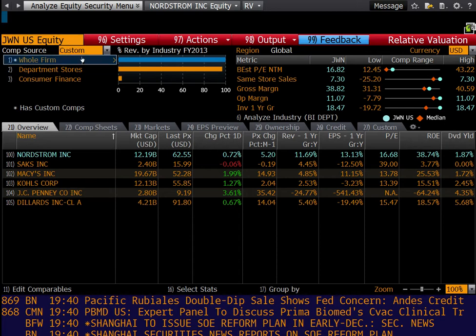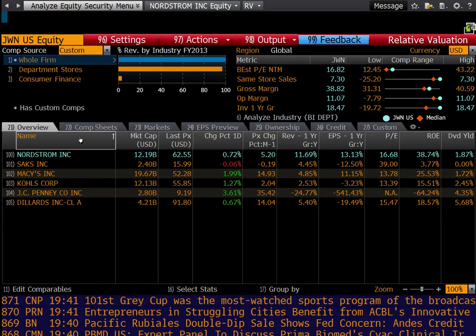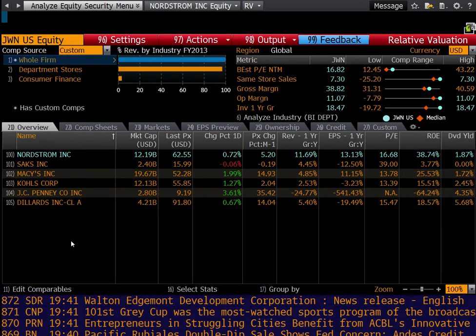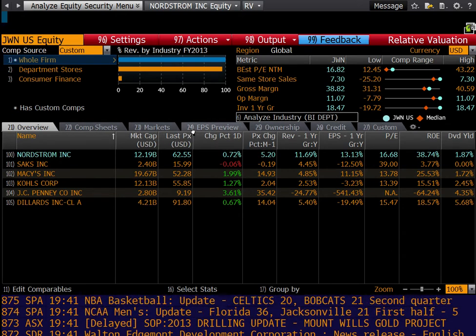And you'll notice that Bloomberg has now changed this to a custom comp list instead of saying Bloomberg. And it's saved on my profile. So anytime I go back to Nordstrom, this list of peers will show up. Right? Questions about that? All right, so then I can use one of the comp sheets or one of these tabs to quickly do comparables.